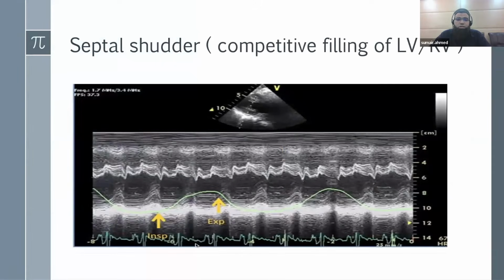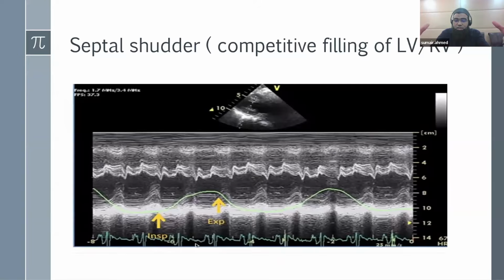So coming to the other feature, that is a septal shudder, and we all know that during systole the septum comes into the LV, and during diastole the septum again goes back. But what happens in constrictive pericarditis is that the septum, instead of going back in diastole, actually jerks and then again goes back. So this is actually a septal shudder. This is not in case of systole.